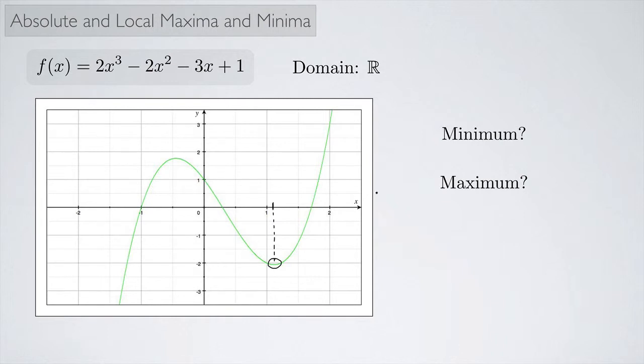Same deal. Over on this side, it goes up and up and up forever and ever, but this over here kind of looks like a maximum. And so maybe we might say that there's a maximum at this x value here. But again, we don't know for sure. So we need some definitions to kind of sort this out.